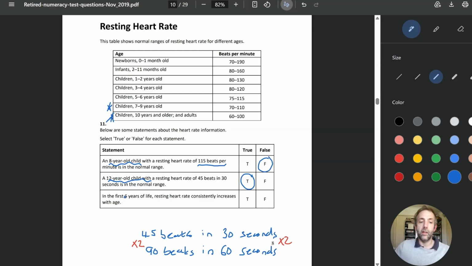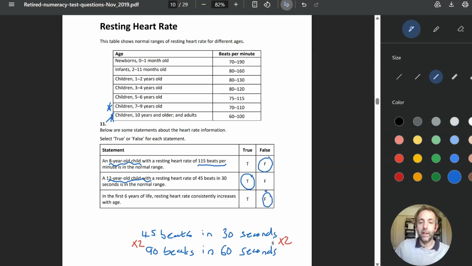And then the last statement says, in the first 6 years of life, resting heart rate consistently increases with age. Well, let's have a look. So it goes from 70 to 190, up to 80 to 160, from 80 to 130, and then 80 to 120. And actually, no, I wouldn't say this is consistent at all, because the maximum beats per minute is actually decreasing. So I know this has gone 70, 80, 80, 80, and then 75, and that kind of looks like it might be increasing. But check out the maximum. The maximum was 190, then it goes from 160 to 130. That's actually going down. So this isn't consistent at all.